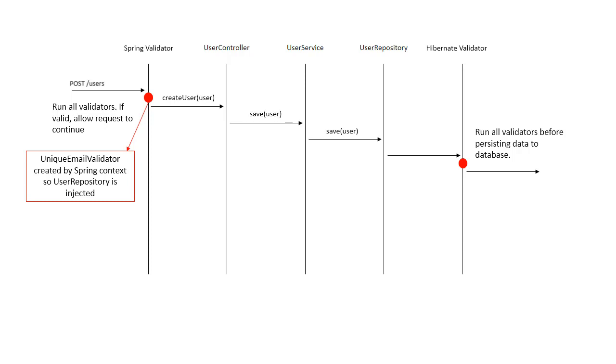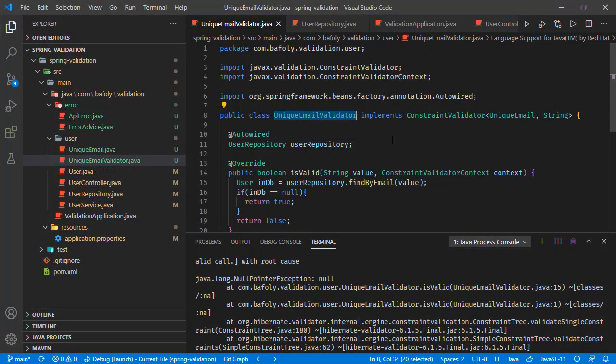But on the other hand, on Hibernate Validator, the unique email validator is created by Hibernate, and it does not know anything about the user repository, therefore it cannot inject it. So we must be disabling this second validation control. So we must be telling Hibernate, we don't need you to validate this request.